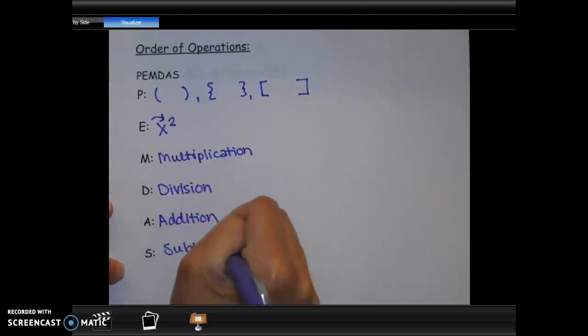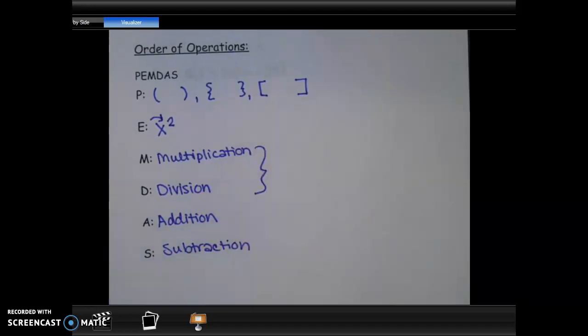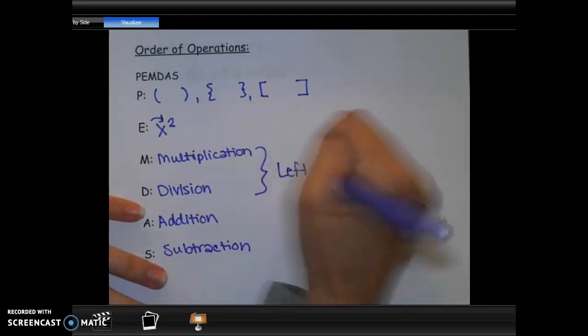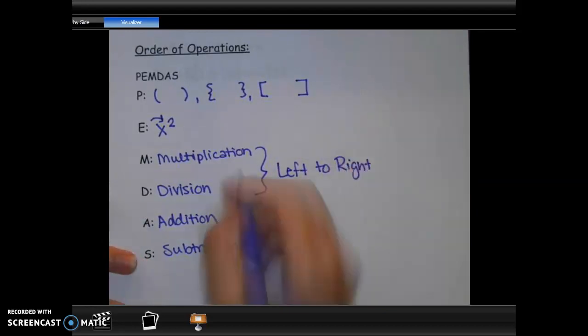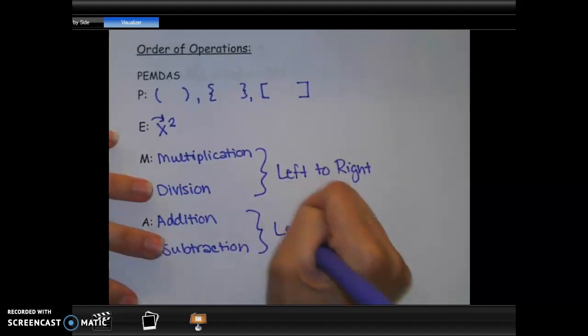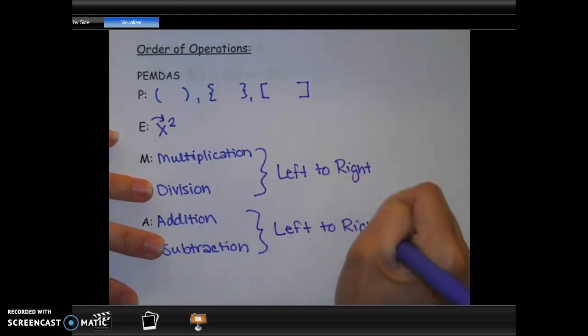But these do not have to go in that order. You can do multiplication and division in any order. You just have to remember to always go from left to right. Same thing when we're talking about addition or subtraction. You can do addition or subtraction, whichever one you want to do first. Just remember to always go from left to right. That is what is important.